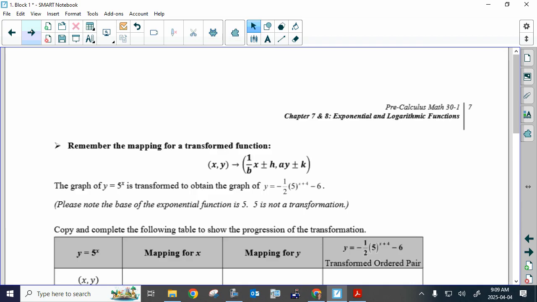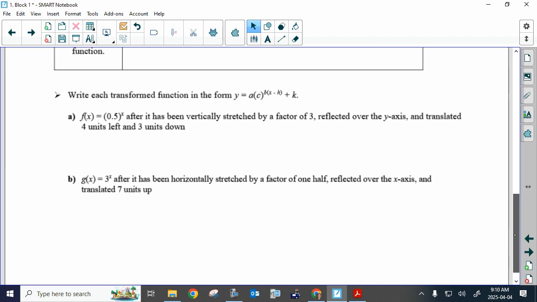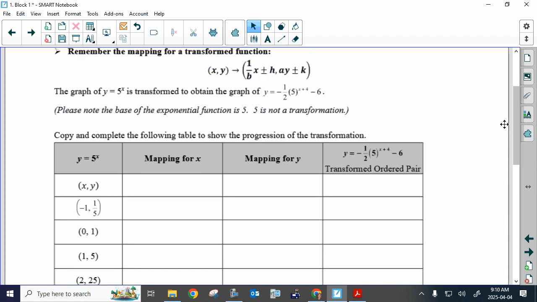So let's just see if you guys remember mapping. Remember that the mapping is the key to success moving forward with transformations. Remember that the 5 is not a transformation, it was the original function. So the graph of y equals 5 to the power of x is transformed into this. What would the mapping for the x be? Just looking at the x, what's changing the x? How would you describe the transformation that's being applied to the x values? What would you say for the x?